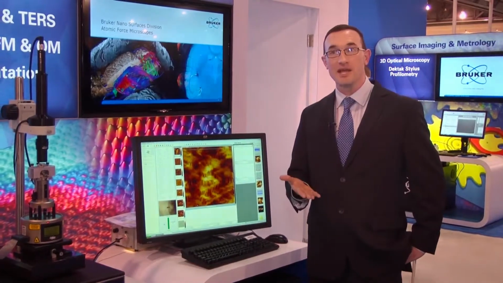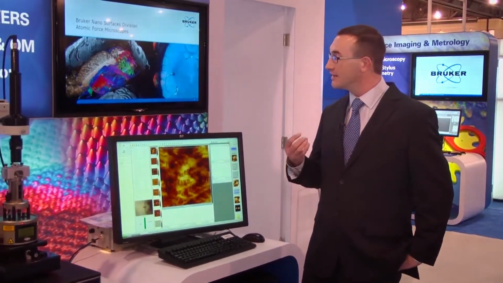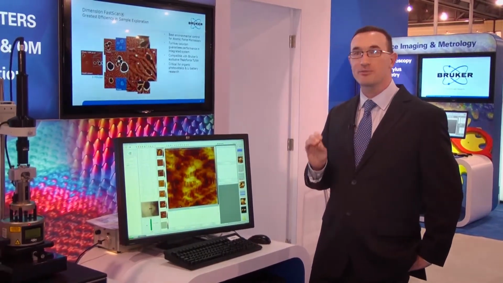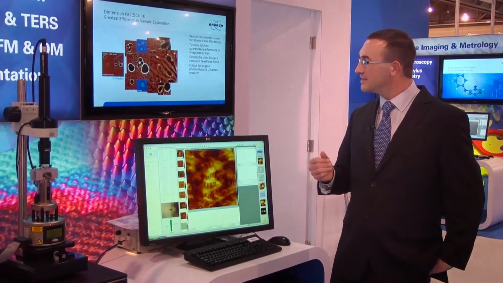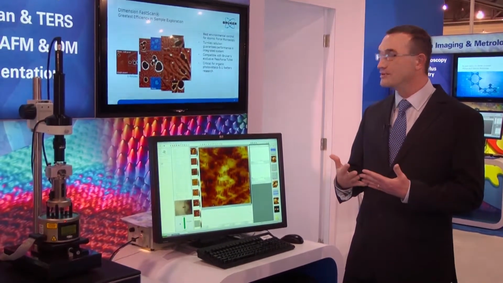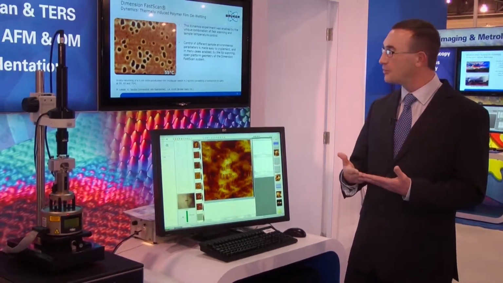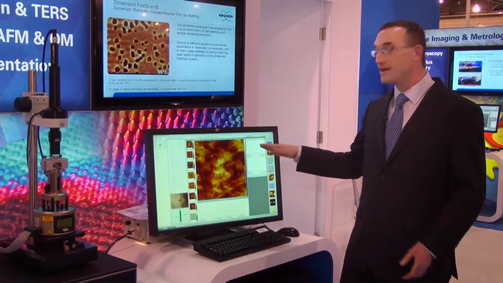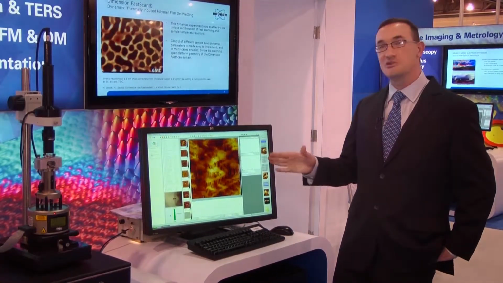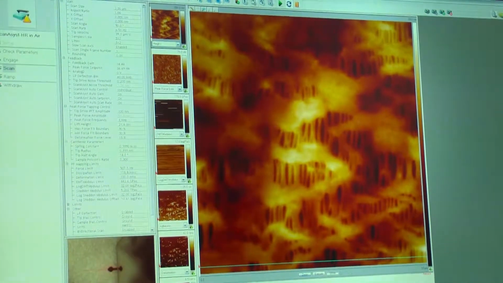One great feature that's enabled by peak force tapping is an imaging mode called scan assist, which is an algorithm which will optimize the feedback parameters for you. So what this means is that if you're used to operating in AFM, you know that you need to constantly monitor and adjust your scan rates, your set point, and your gains. The scan assist algorithm will optimize all of those parameters for you. And so this means you don't have to be an expert to get good quality AFM images.